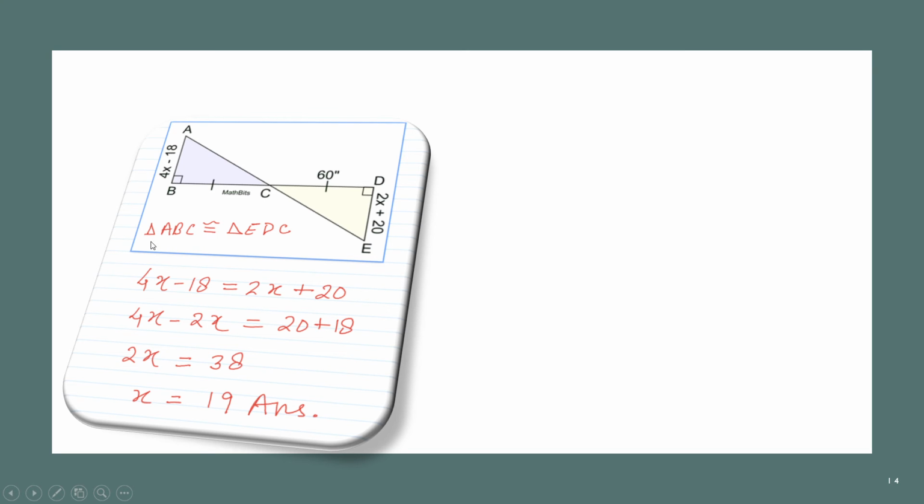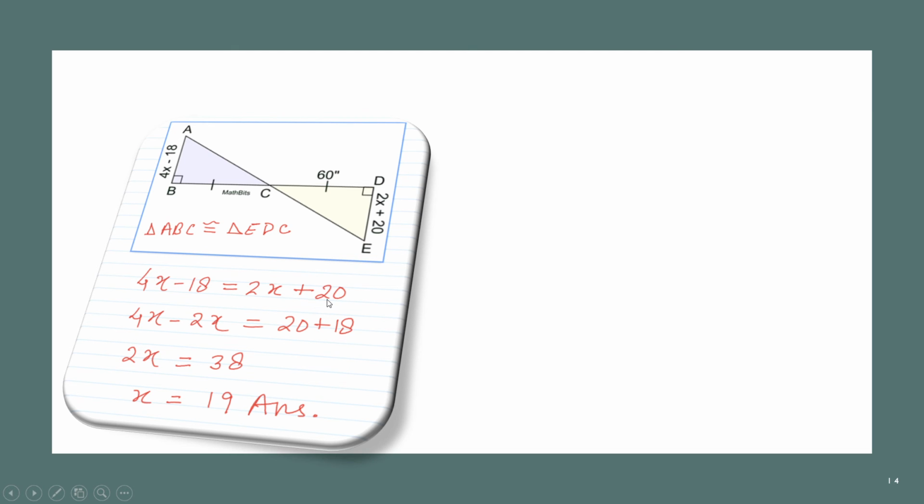Here it is given that triangle ABC is congruent to triangle EDC, and it is given that AB is 4x minus 18 and DE is 2x plus 20. AB is first, second, and ED is first, second in the second triangle. So that means both of them are congruent, so both of them are equal. So the values are also equal: 4x minus 18 is equal to 2x plus 20.